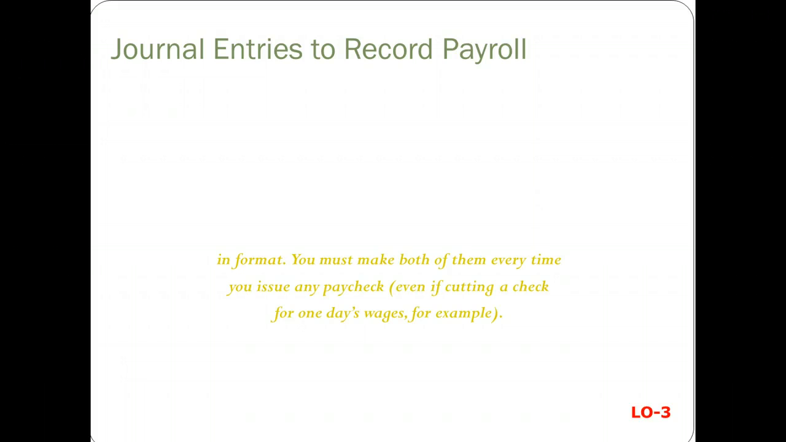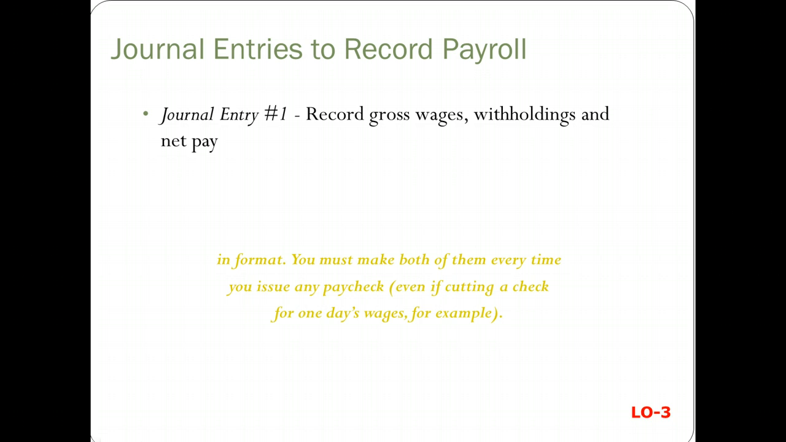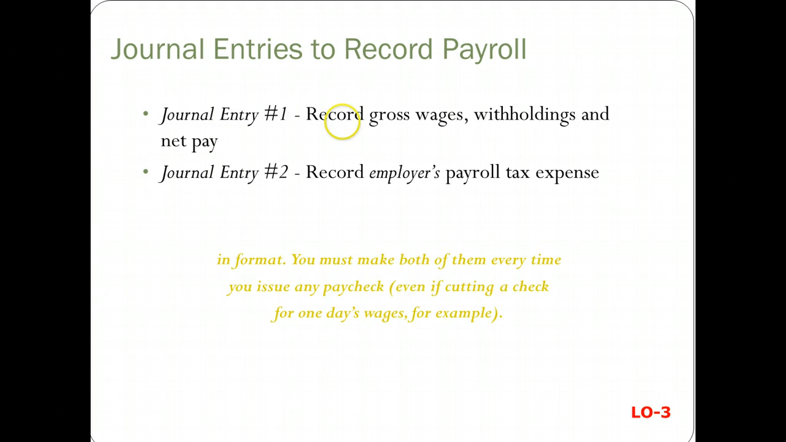The journal entries to record the payroll are pretty straightforward. There are 2 of them, and basically just the numbers change. So, journal entry number 1, you have to record the gross wages, the withholdings, and the net pay. Let's look at that in the next screen. Journal entry 2, you have to record the employer's payroll tax expense. This is what comes out of the employer's pocket, so to speak.